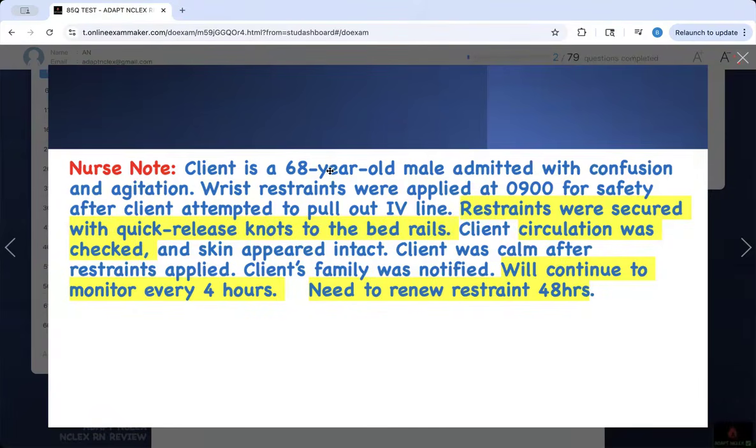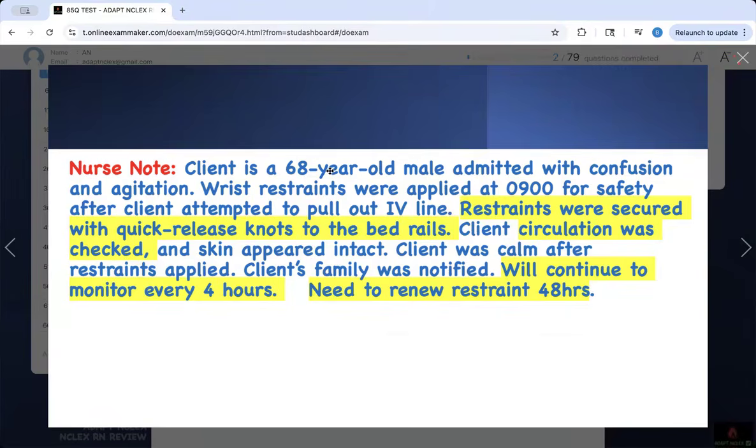Restraints were secured with what? Quick release knot to the bed rail. This is the way I can teach you restraint, right? Client circulation was checked and the skin appeared intact, right? Client was calm after restraint applied. Client family was notified. We'll continue to monitor every 4 hours.